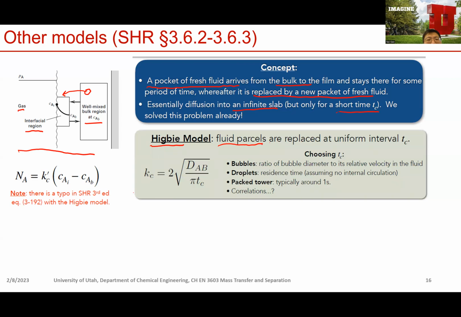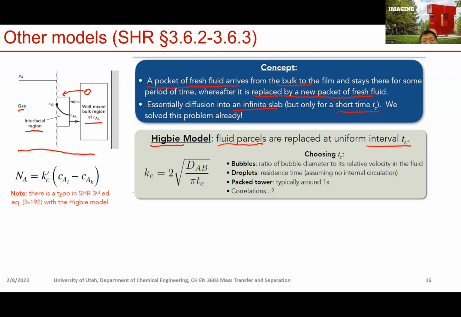The conclusion here is that this model is called the Higbie model. It assumes that fluid parcels move from the liquid bulk region to the interfacial region, where there will be diffusion of species A. So there will be a concentration profile in that interfacial region, but the fluid parcel will stay only for a time interval of Tc, then it will move back to the bulk. So there's constant replacement of fluid parcels.